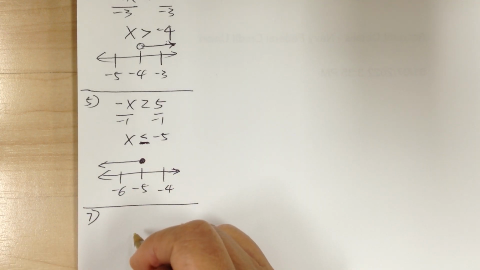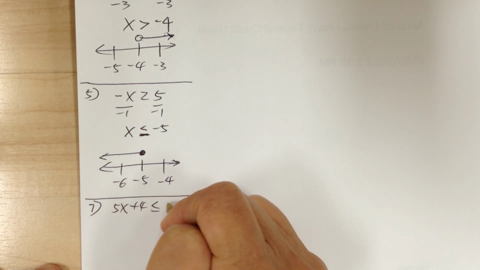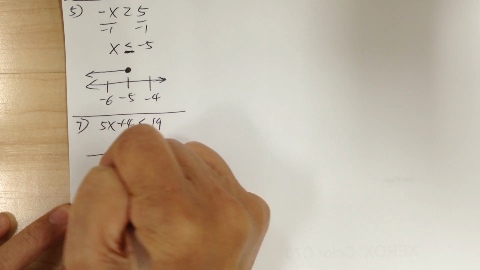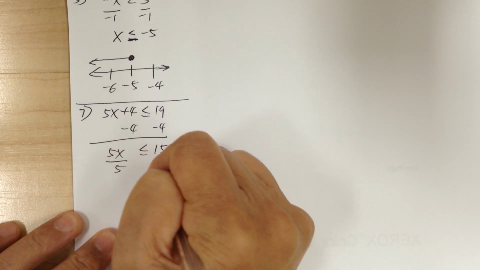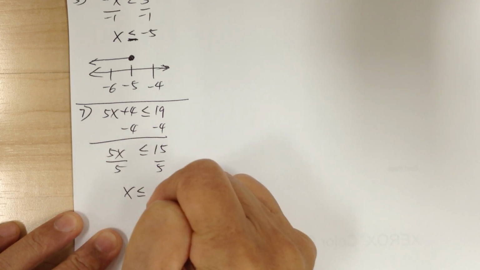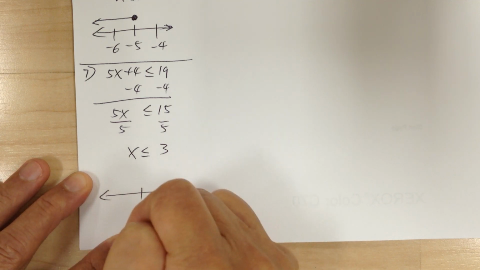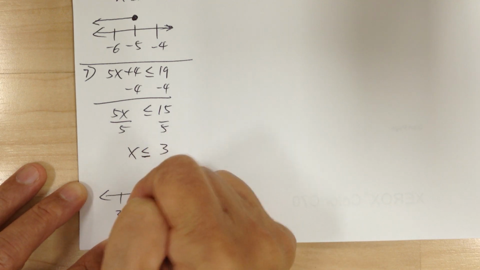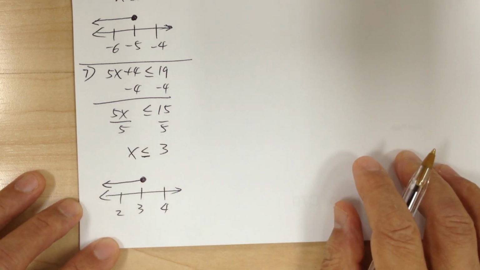Okay, number 7. You have 5x plus 4 is less than or equal to 19. So minus 4 on both sides. So you got 5x is less than or equal to 15. Divide by 5 on both sides. So you got x is less than or equal to 3. And so when you're doing the graphing, you got 3 over here. So you can go 4 and 2. And there's an equal, so you put a dot and close it, and that's your graph.